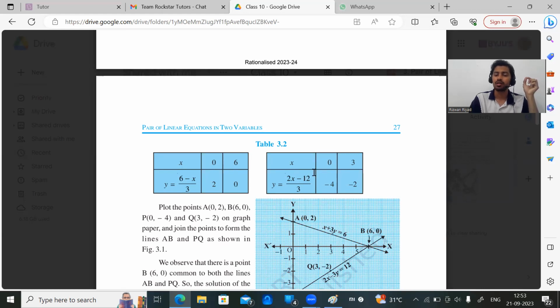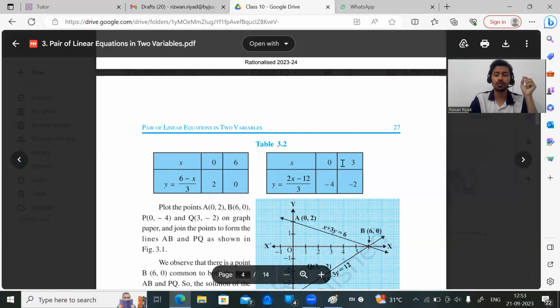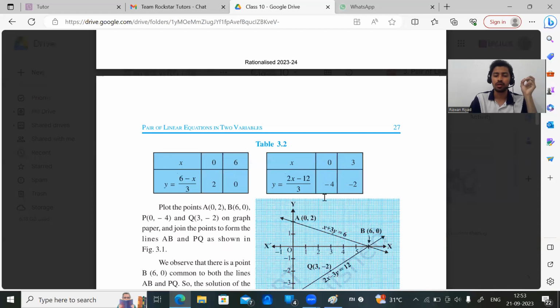Similarly, see the second table. Here also, if you put any value for x, you will get the corresponding value for y. If you put 0 for x, 2x becomes 0, since 2 into 0 is 0. So (0 minus 12) whole divided by 3; 0 minus 12 means minus 12. So minus 12 by 3 is minus 4. So if you put x equal to 0, you will get y equal to minus 4. Similarly, you can put x equal to 3 also. Then 2 into 3 minus 12, whole divided by 3. If you simplify, you will get minus 2.